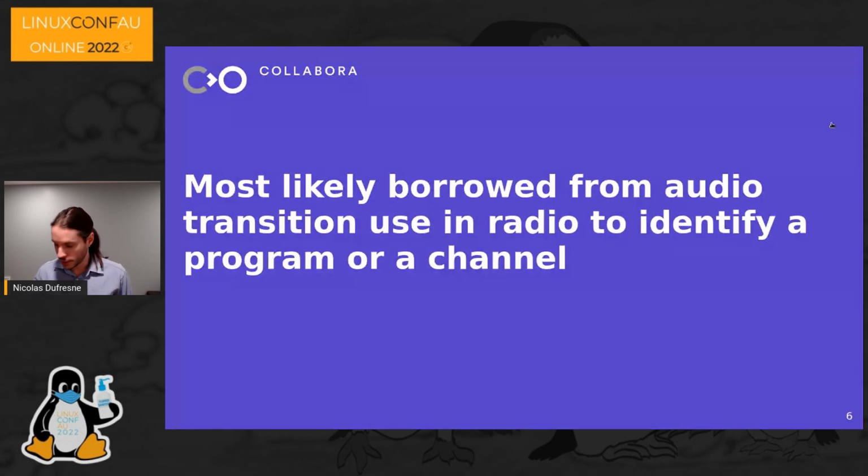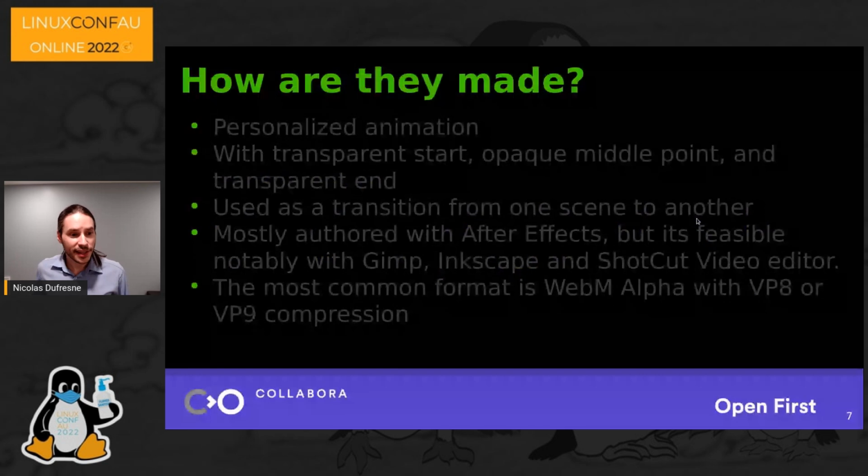And that definition actually fits very well to what streamers today use as an audio-video stinger, which is a way to personalize their streaming and their streaming transitions. It could be an entrance, a transition, or an ending, in order to have a very specific signature. So what they are is a personal animation. For a transition, they usually start with a transparent video that transitions toward an opaque middle point where the transition takes place, and then it goes back to transparent, and then it goes away in the montage.